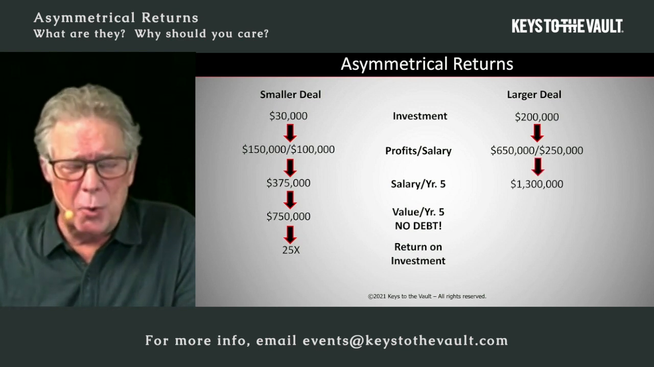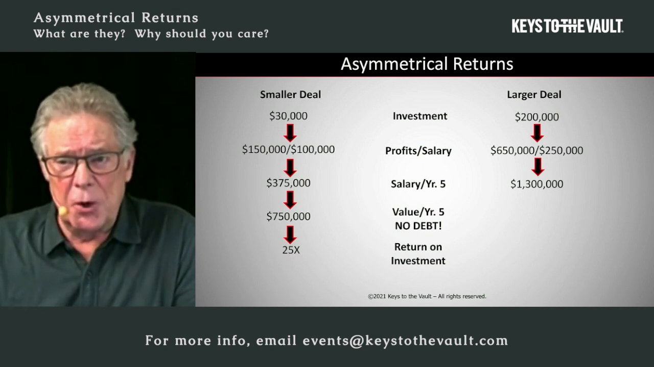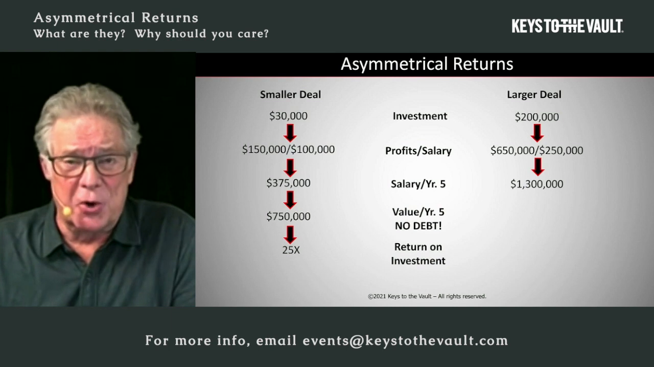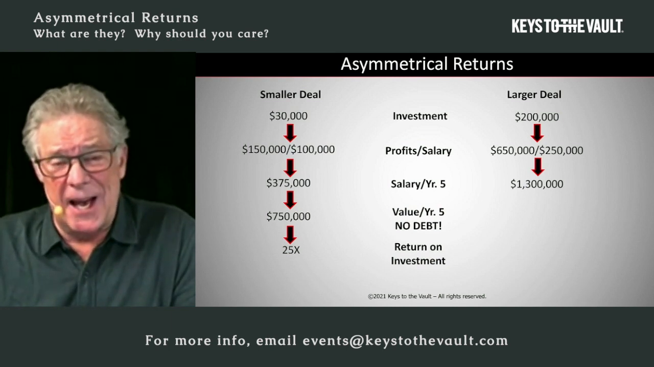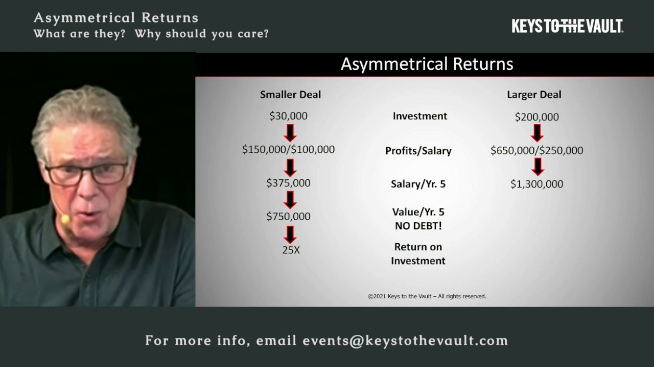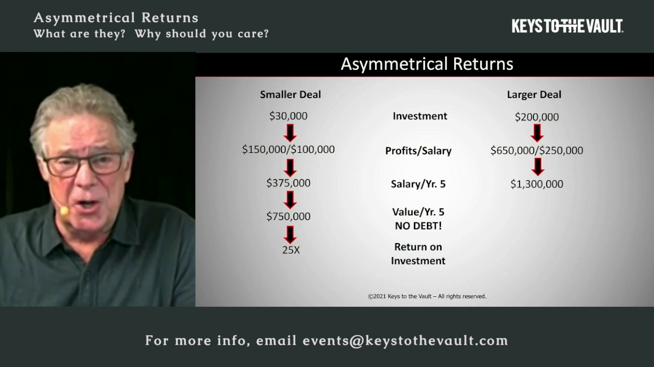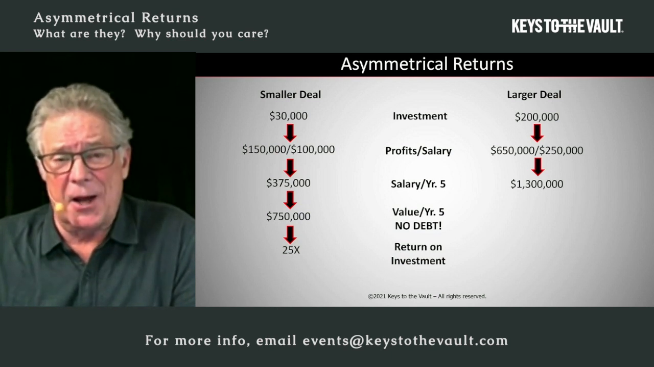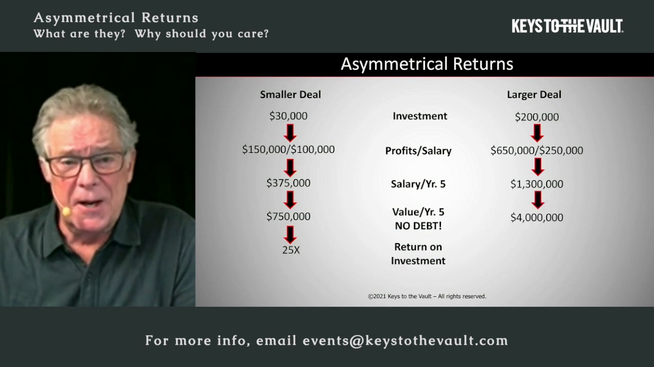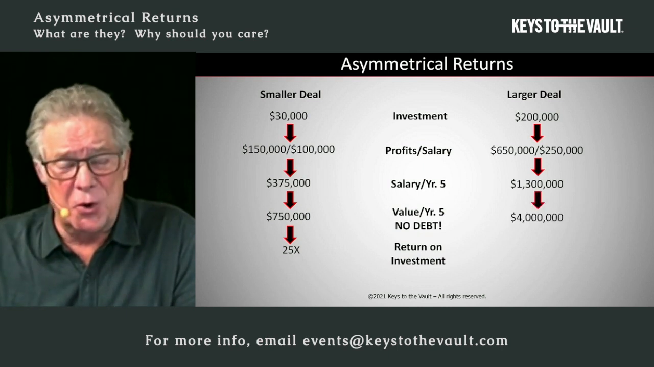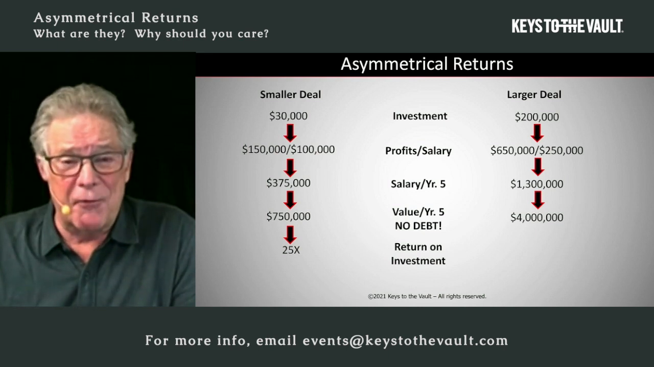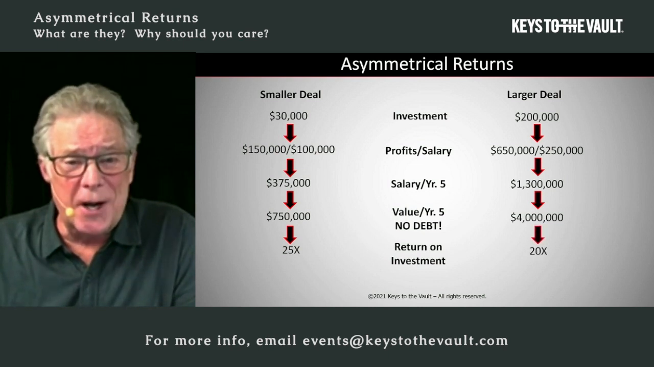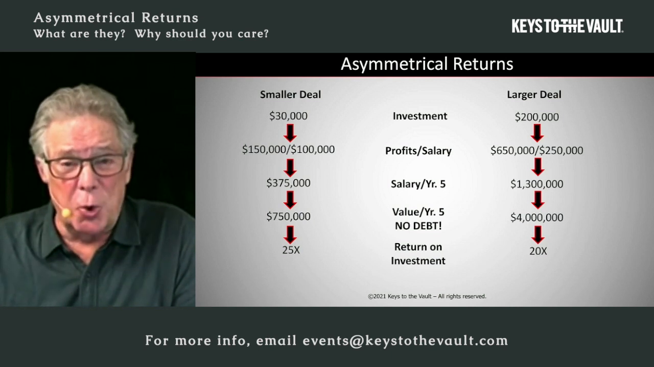The salary, with very modest growth, would turn into about $1.3 million within 5 years. So on a $200,000 investment, with no debt, you'd be drawing out about $1.3 million. The value of the business, if you sold it for the same multiple that you bought it at, would be about $4 million, and that's a 20 times asymmetrical return.